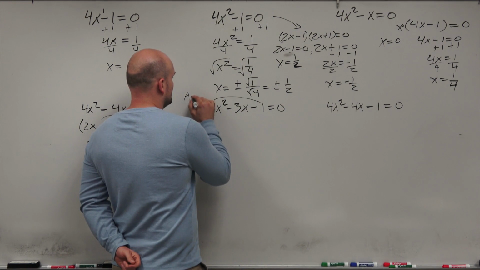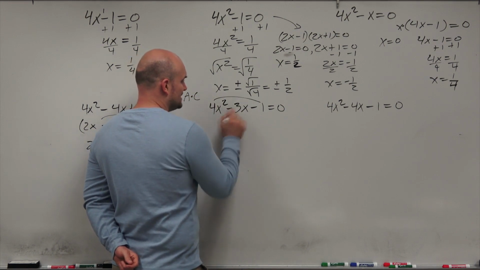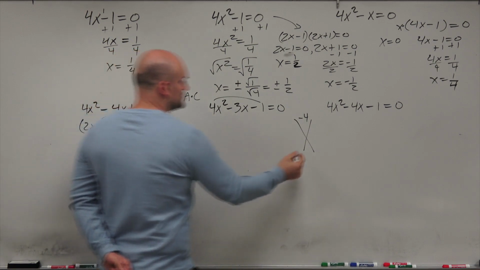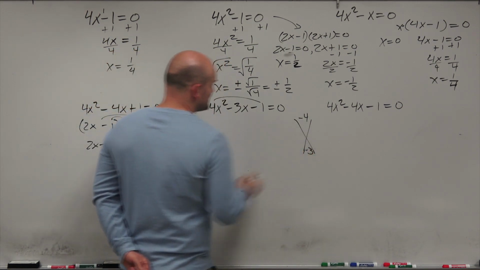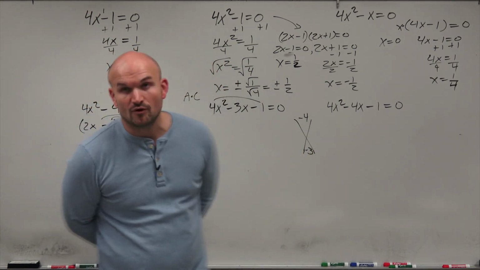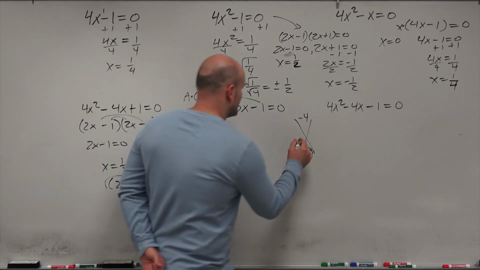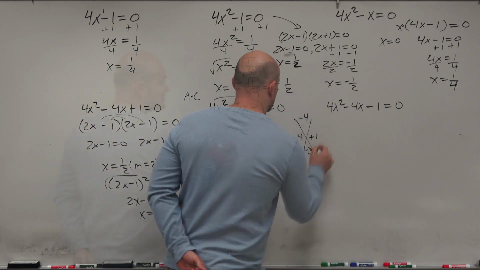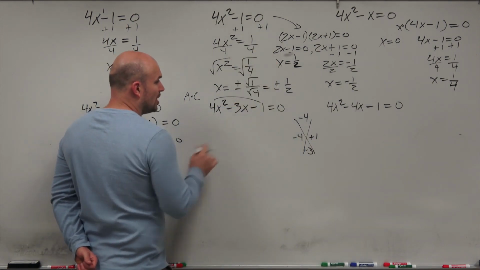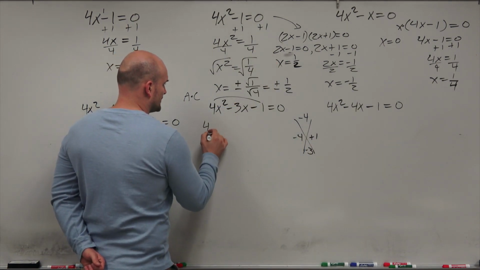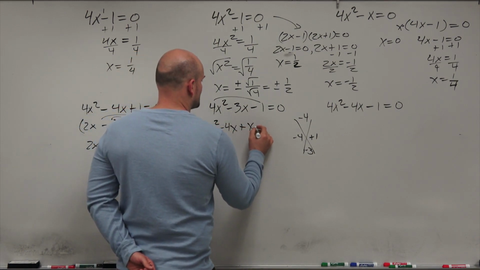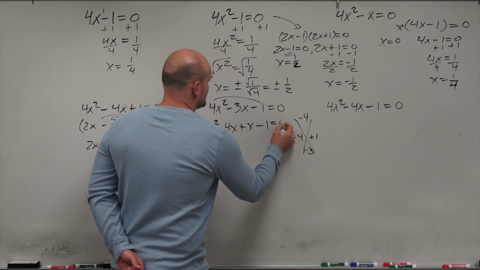You can multiply your first two terms, a times c, which gives us a -4, and then you can add them to your -3. And then we just ask ourselves, what two numbers multiply to give us a -4, but add to give us a -3? Well, hopefully you recognize that's pretty easy, -4 and +1. So those are basically what's going to break apart my middle term. So I can say 4x squared minus 4x plus x minus 1 equals 0.